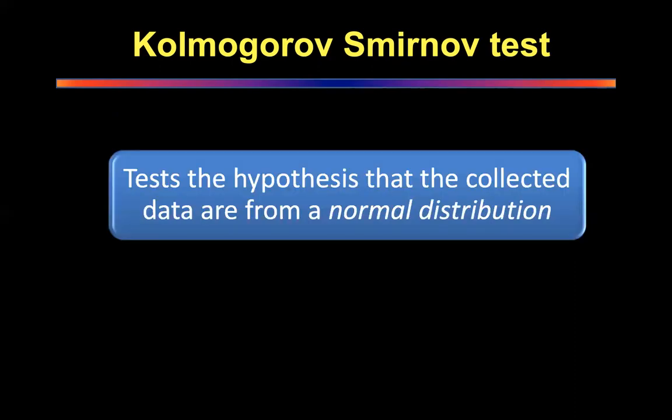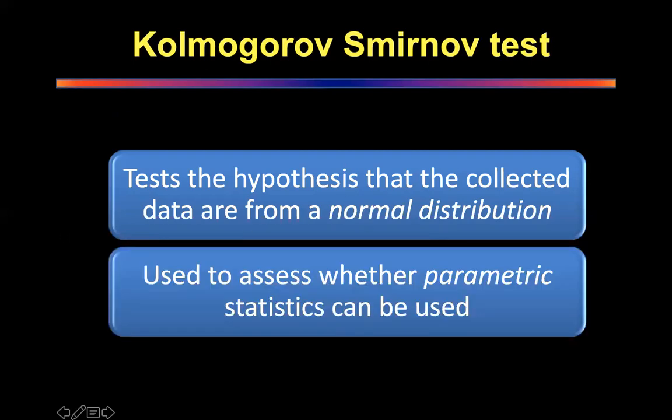Now, sometimes if you have data and you don't know if it is parametric or not, if it is uniformly distributed or not uniformly distributed, then you have a test available on the software which will tell you, by using this test, whether the data is normal distribution, and whether parametric statistics can be used to assess this data or not.